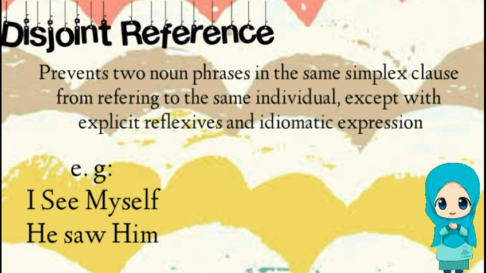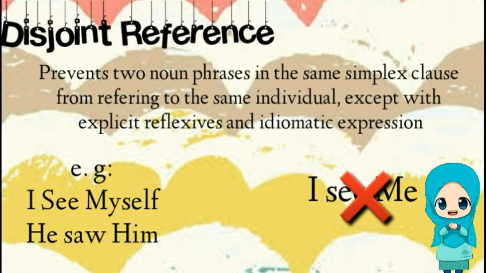We cannot make an example with I see me, because me is the pronoun from I, not a reflexive pronoun. Another example, he saw him. Him here is not the object pronoun from he, because him here refers to another person. It means that he, as a person, saw another person with masculine gender.